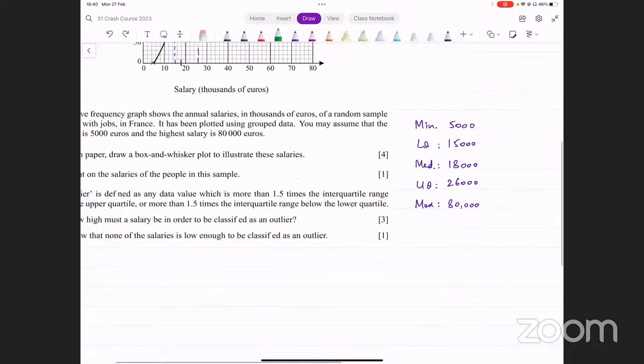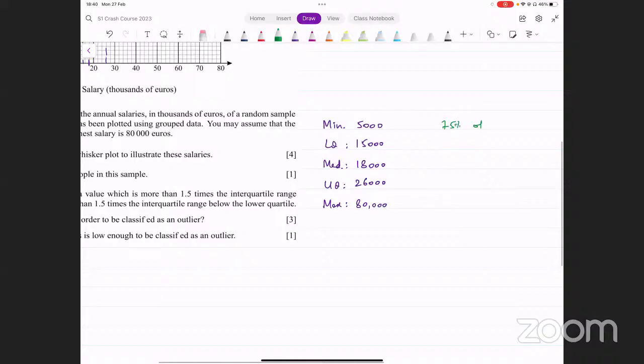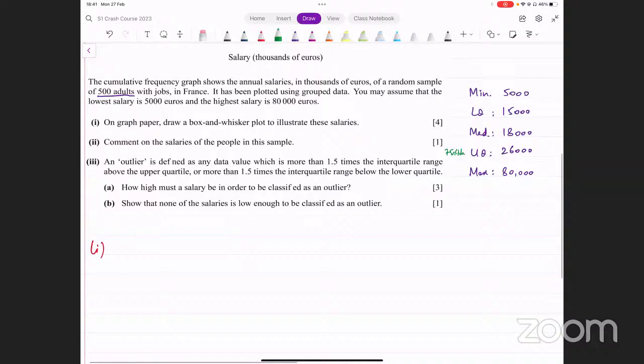So one comment could be something like this: 75% of people have salaries less than $26,000. Why? Because remember, upper quartile, what does that represent? It represents the 75th percentile. So most of the salaries are actually below this number. But then there are some people who are earning more than 26,000, and it's going as far as high as 80,000 for some of them. All right. So this could be one comment, that 75% of people have salaries which are less than $26,000. All right. That's just a 1 mark, and that should be okay.